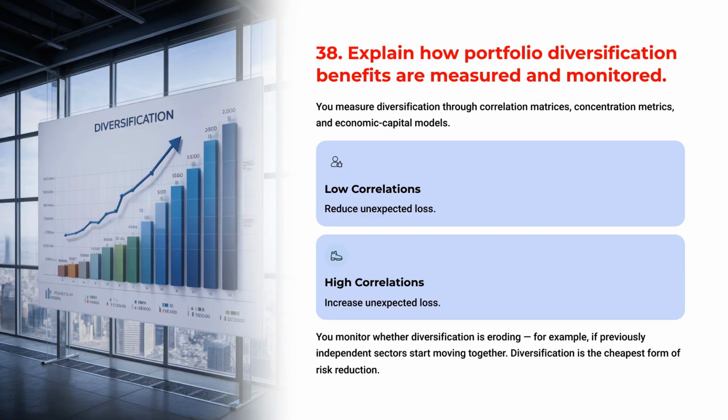Explain how portfolio diversification benefits are measured and monitored. You measure diversification through correlation matrices, concentration metrics, and economic capital models. Low correlations reduce unexpected loss. High correlations increase it. You monitor whether diversification is eroding, for example, if previously independent sectors start moving together. Diversification is the cheapest form of risk reduction.